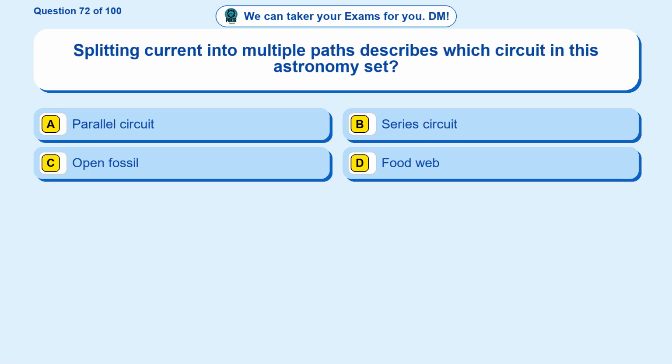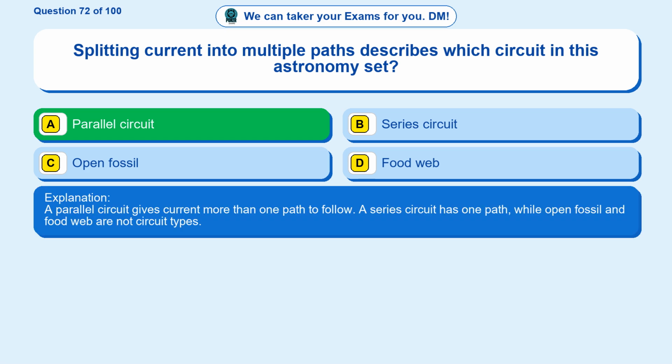Question 72. Splitting current into multiple paths describes which circuit in this astronomy set? Option A, parallel circuit. Option B, series circuit. Option C, open fossil. Option D, food web. The correct answer is option A. Parallel circuit. A parallel circuit gives current more than one path to follow. A series circuit has one path, while open fossil and food web are not circuit types.